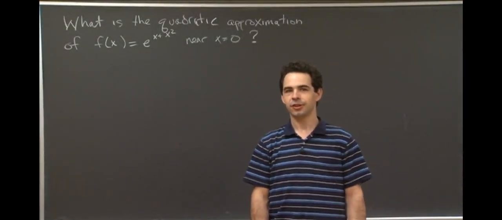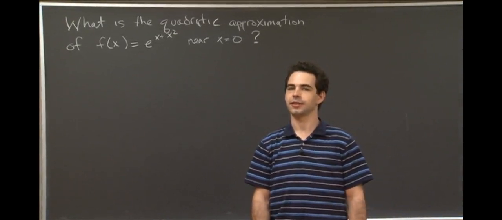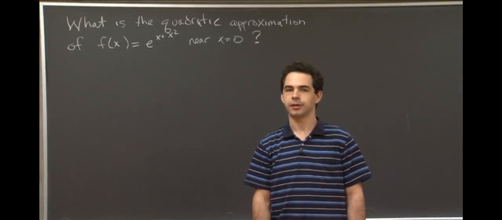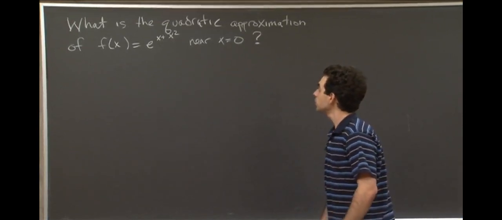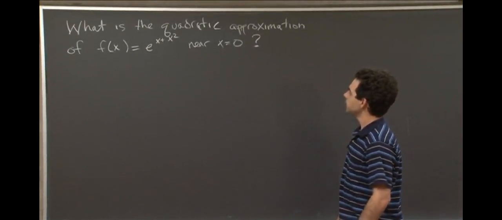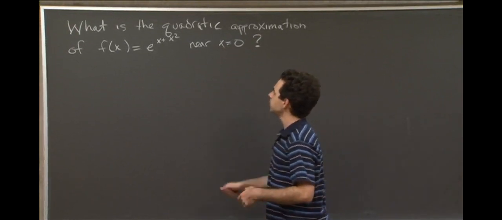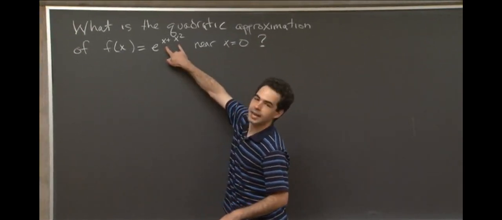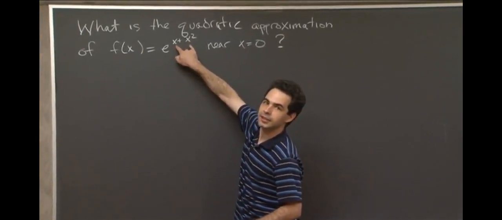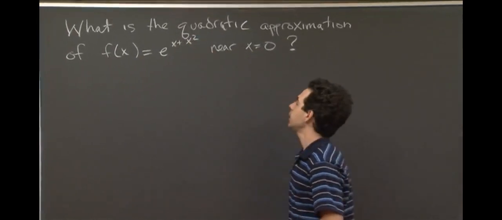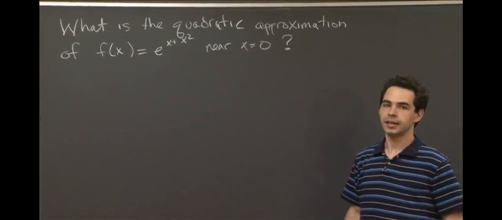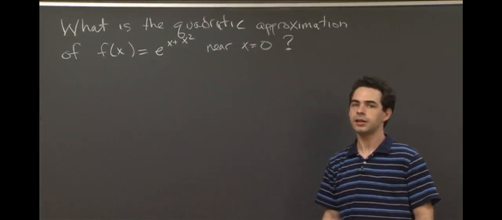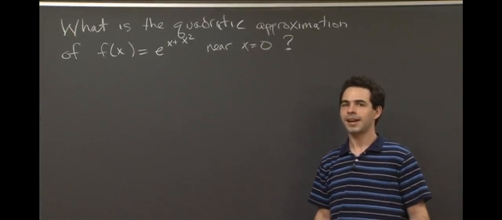In lecture, you've started learning about quadratic approximation. So today, we're just going to do a quick example of it. I have a question written here on the board. What is the quadratic approximation of the function f of x equals e to the x plus x squared? Here, x plus x squared is the exponent, so it's e to the quantity x plus x squared, near x equals 0. Why don't you take a minute or two, pause the video, work this out on your own, and then come back and we can do it together.